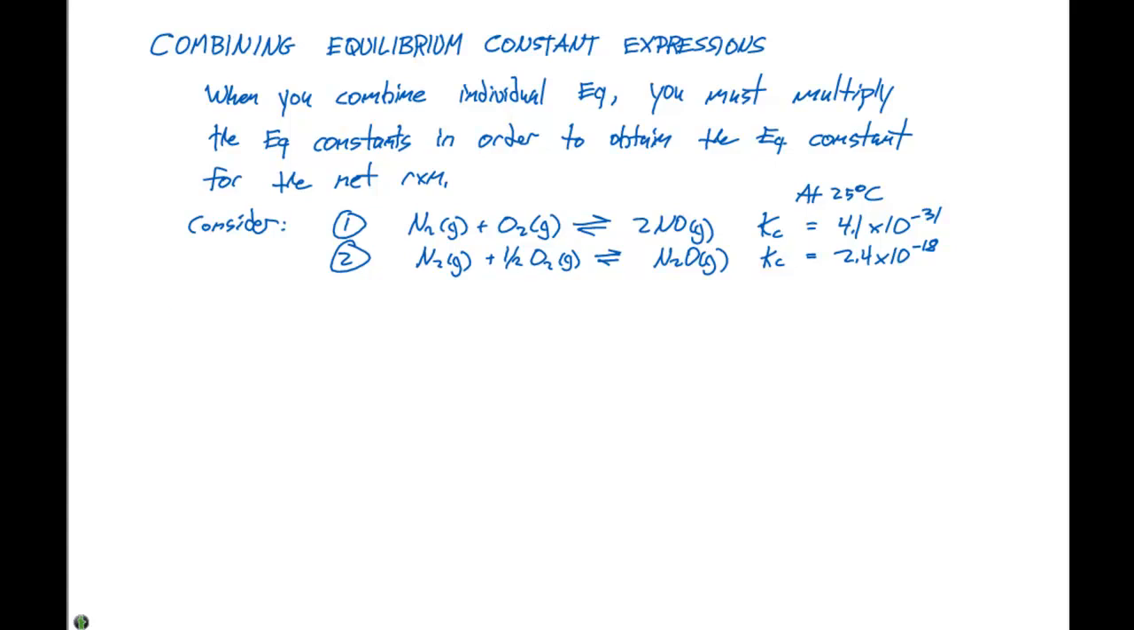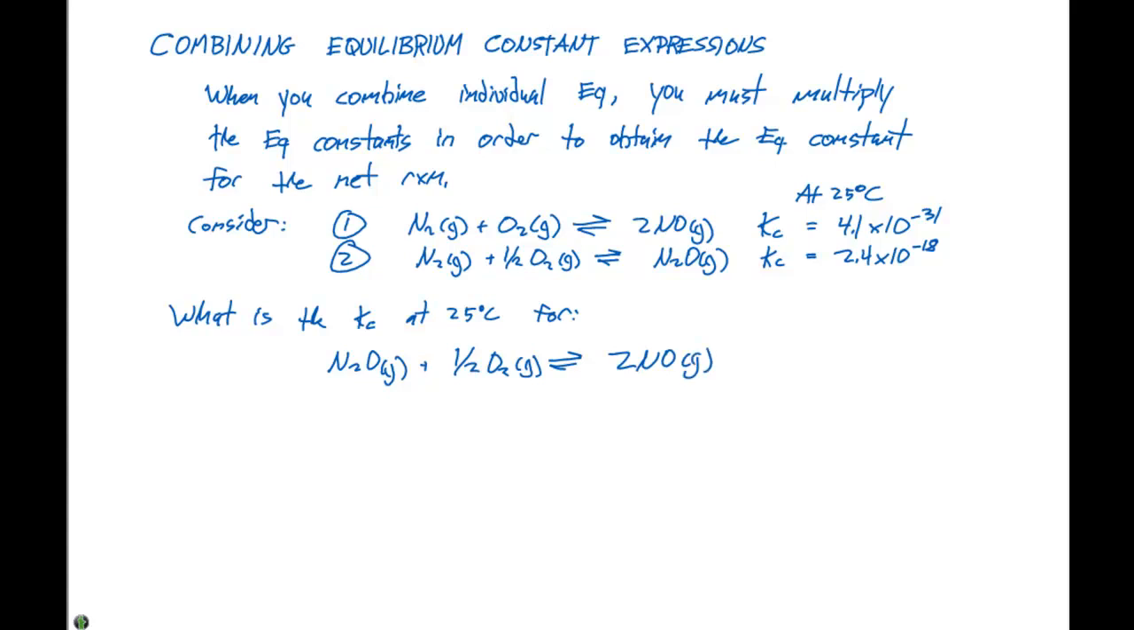So what is the Kc at 25 degrees Celsius for the following reaction? N2O gas plus 1/2 O2 gas in equilibrium with 2NO gas. So we have to figure out how to first of all come up with this overall equation.